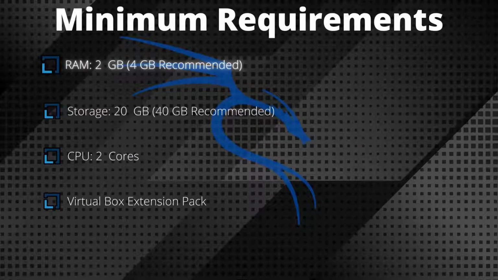For RAM, the minimum requirement is 2 GB, but 4 GB is recommended. For storage, 20 GB is the minimum requirement but 40 GB is recommended, 2 CPU cores, and the extension pack. If you don't know how to install the extension pack, check this video.